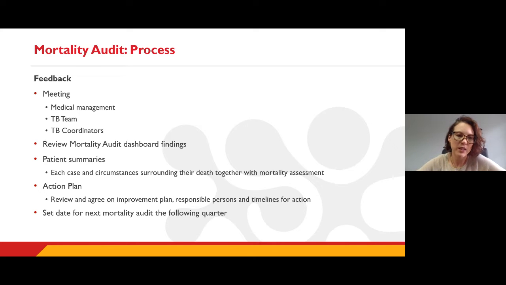So after conducting mortality audits, the protocol was to conduct feedback meetings with the medical management, the TB team, TB coordinators, and other interested parties available. And at that point, to go over the results, the summary findings for that facility. We also always made a point to present the patient summaries of each individual who had had their file assessed, because it really brings to life the patient story and the patient journey of the people who we had reviewed. And then finally was agreeing an action plan, an improvement plan, responsible people and timelines for action at the end of that process.